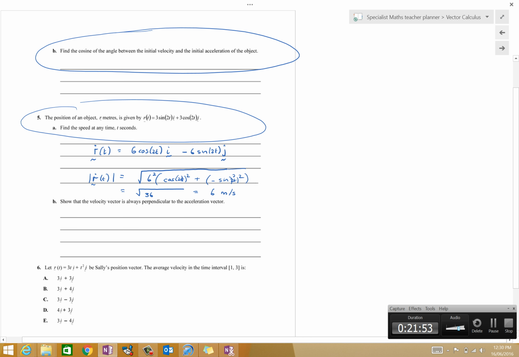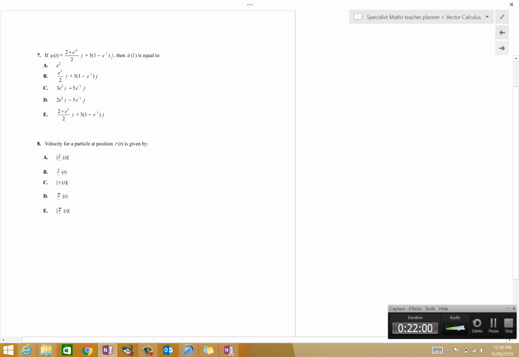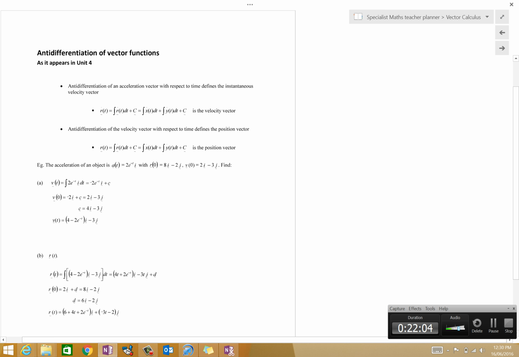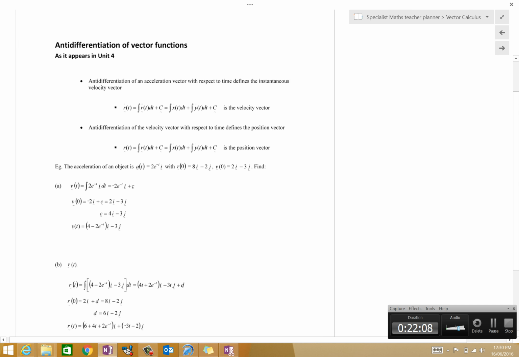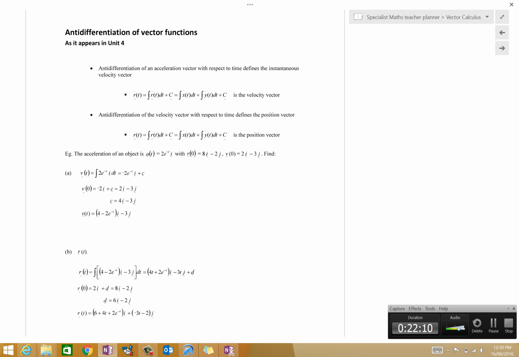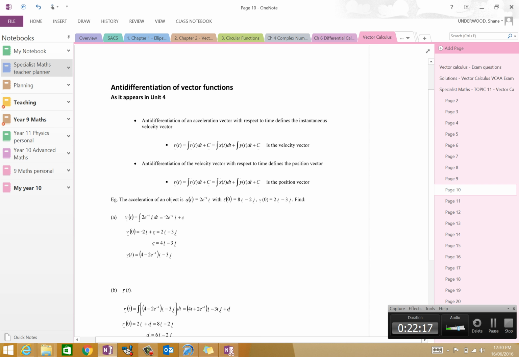Now, I'm going to leave that and move on to the next part, or at least try to give you a bit of an overview of the next part. I'm pretty confident that you could do these questions no problems. The next thing, which is going to be the trickiest part, is that anti-differentiation of the acceleration is a vector.